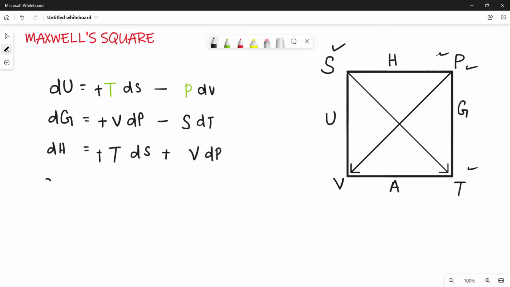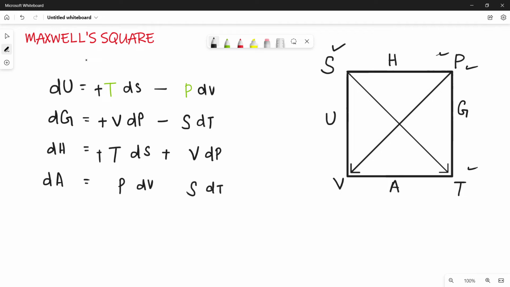Done. Then the next one is dA, that is the Helmholtz free energy. It is present between V and T, so I write the differential forms of V and T. Opposite to V, pressure is present, so I write P, and opposite to T, entropy is there, so I write S.